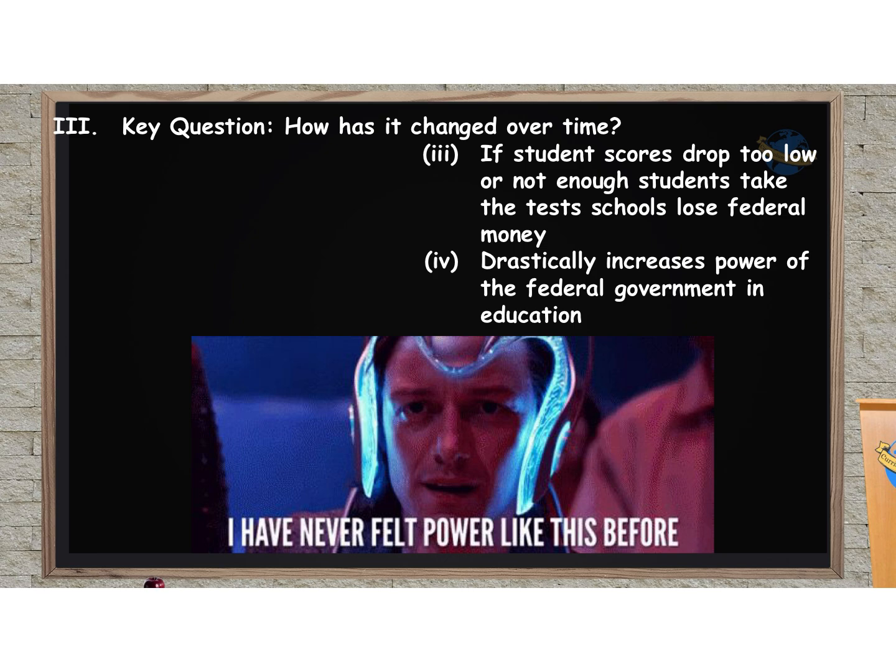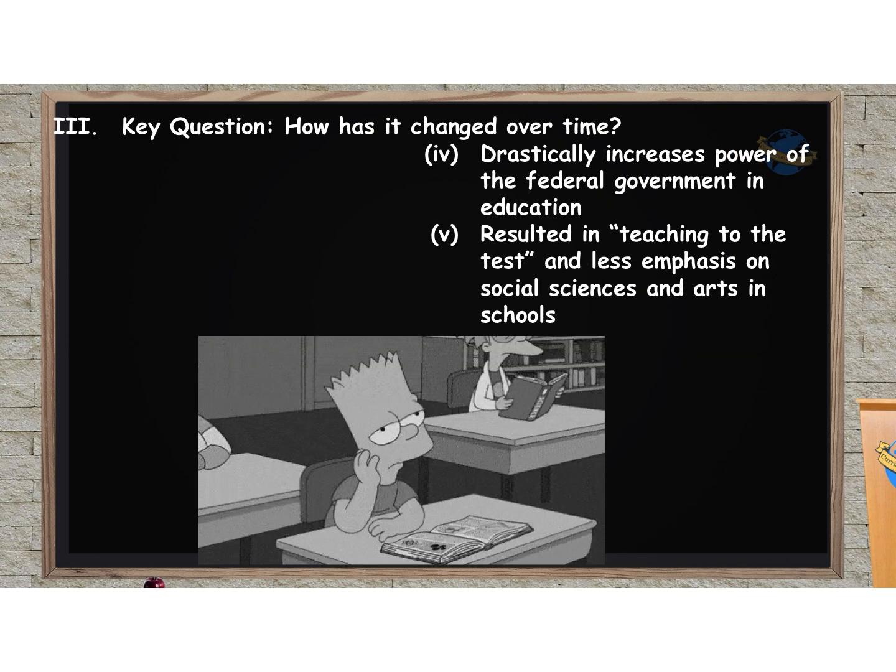This drastically increased the power of the federal government in education, and a lot of people really didn't like this. In fact, it resulted in teachers doing what was called teaching to the test. So instead of teaching students things that would engage them or interest them, the focus became on making sure kids are ready for these tests so that we wouldn't lose any federal funding. There became less emphasis on the social sciences and the arts in school. This is one reason why I think a lot of kids come to high school not knowing their basic continents or oceans, or even basic moments in history, because, well, they didn't teach social sciences in the lower grades very much because it wasn't on the standardized tests.